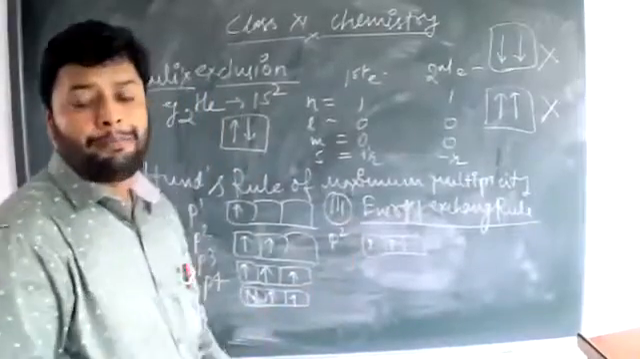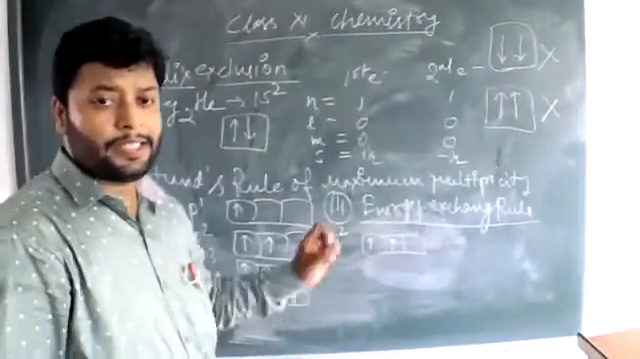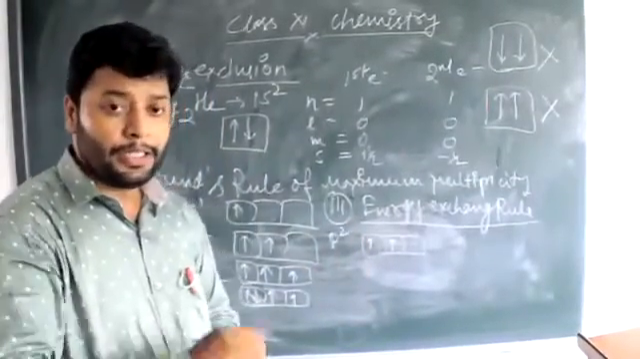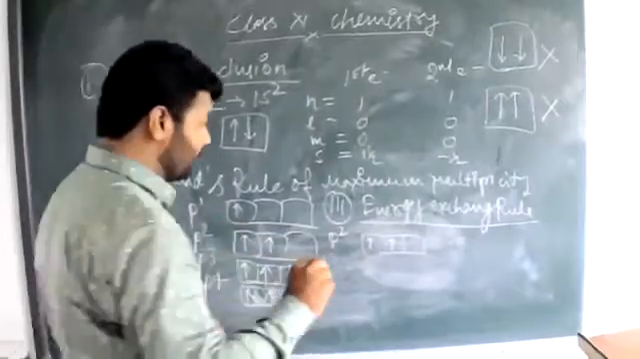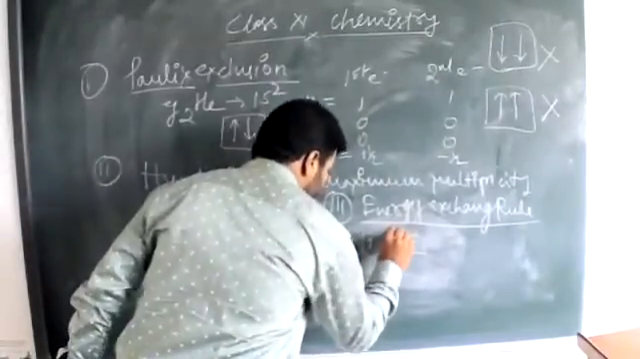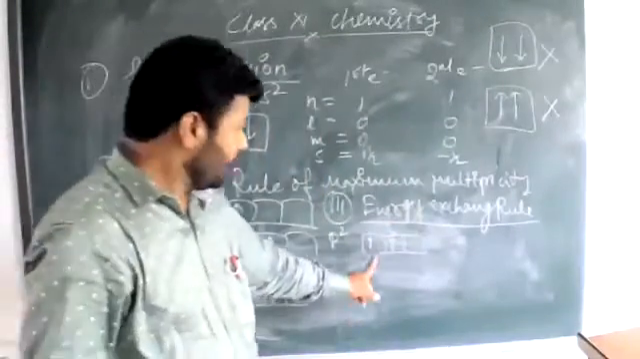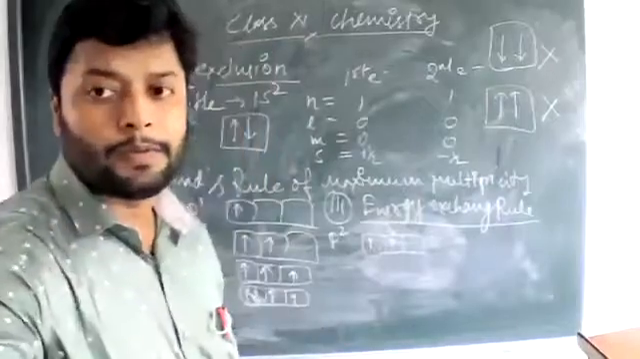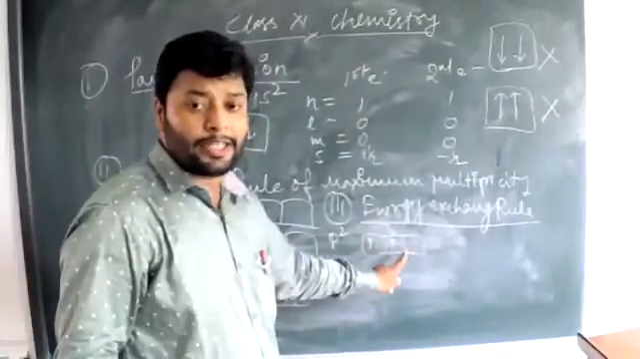This is called P2 configuration. There is exchange of electrons. This electron can exchange its position with this electron.